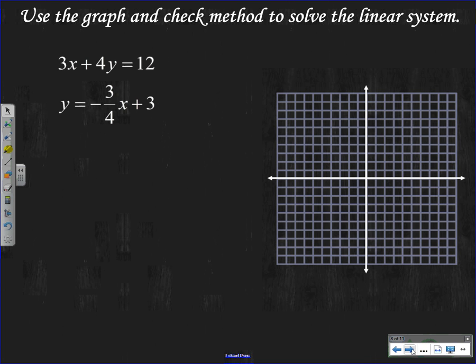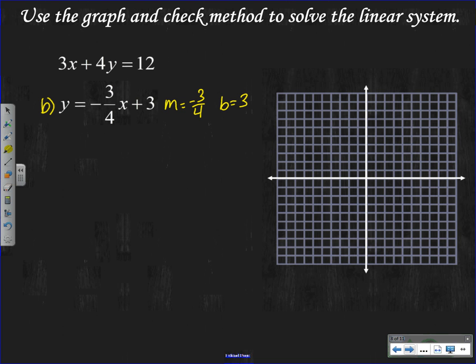So we have two equations again. One of them's already in slope-intercept form. One of them we need to put in slope-intercept form. So why don't we go ahead and do the second equation first, because it's already in the correct form. So we're going to do B first this time. And my slope is negative 3/4. And my y-intercept is 3/1.